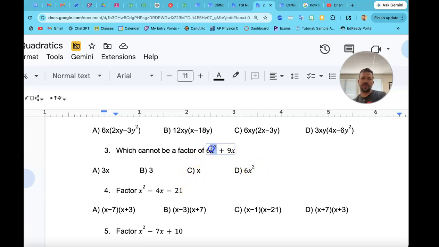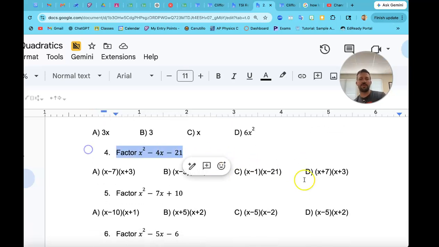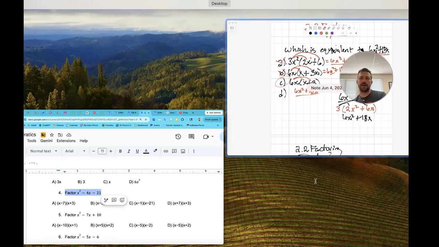Now this one, both of them are not divisible by 6 or x squared. So this is going to be your answer. They cannot be divided by it, yeah? Okay, now it's time to show you how to factor these types of problems.